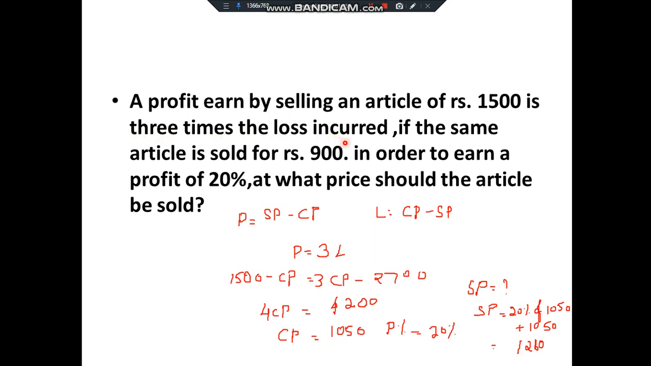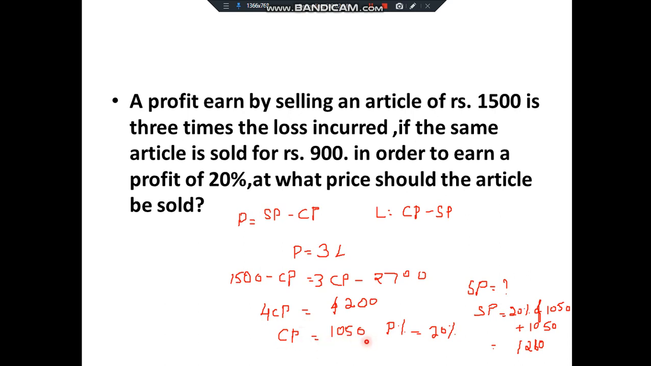And in the previous question they asked the cost price and here they are asking for the selling price at a profit of 20%. See, profit is equal to SP minus CP and loss is equal to CP minus SP. So how will we equate? Profit is equal to 3L, right? So SP is 1500 for profit. So 1500 minus CP is equal to 3 times of CP minus SP. So 3 CP minus 900 into 3, so 2700. Hope you understood till this. So equating, you will get the value for CP is equal to 1050.